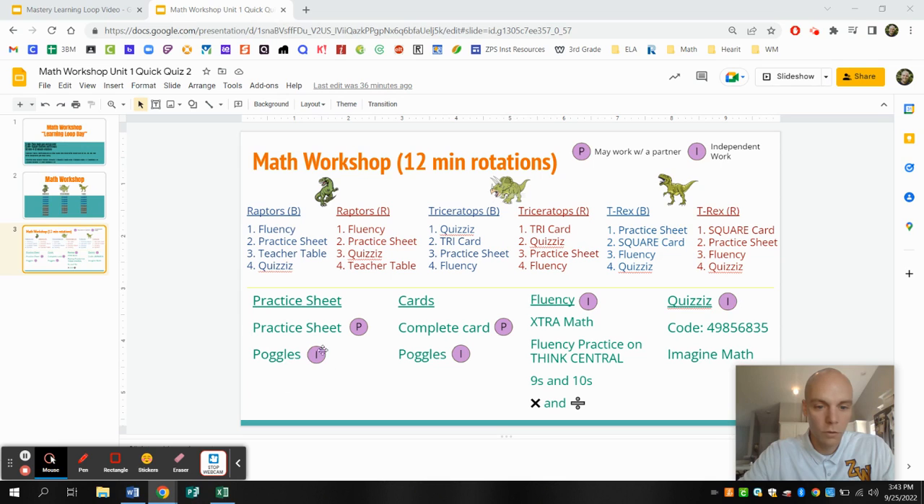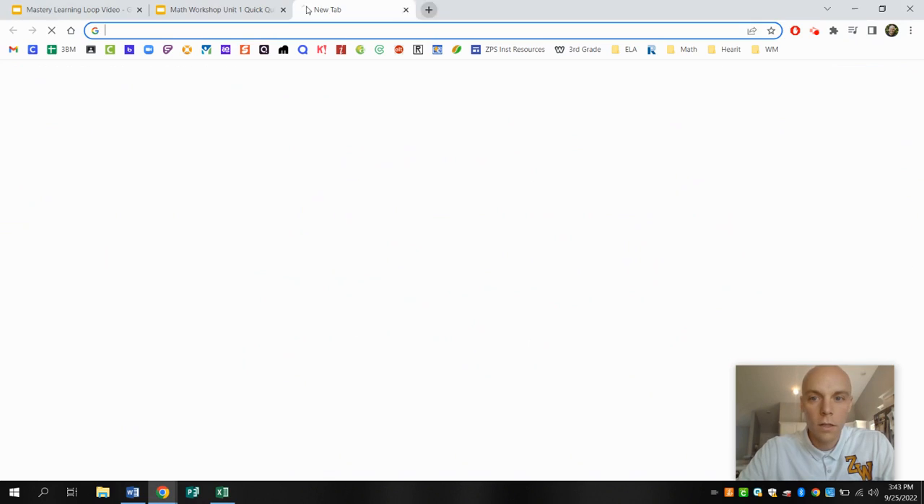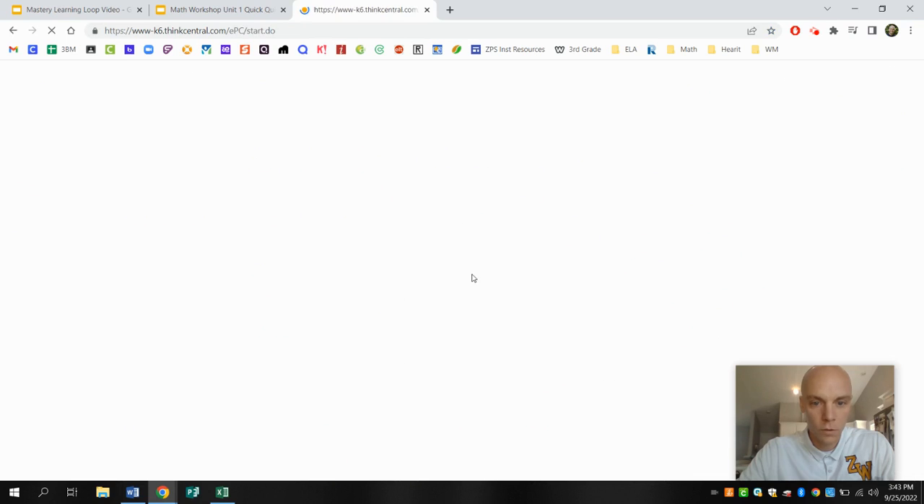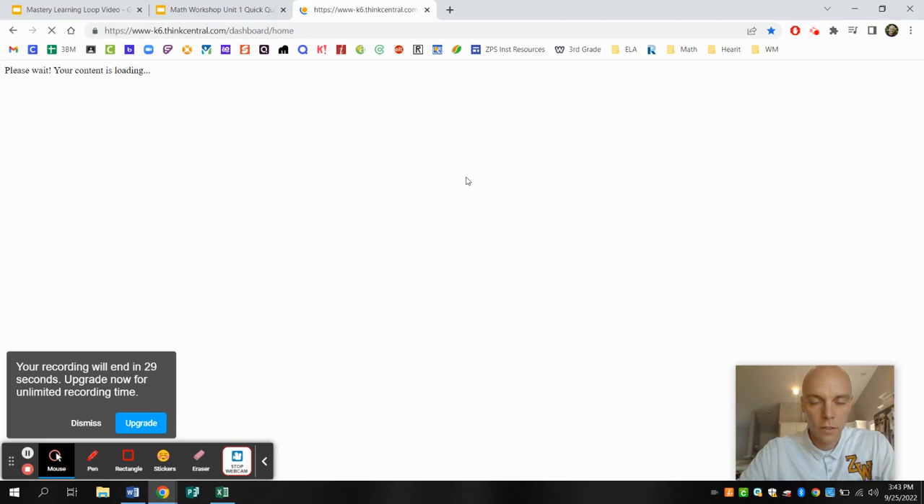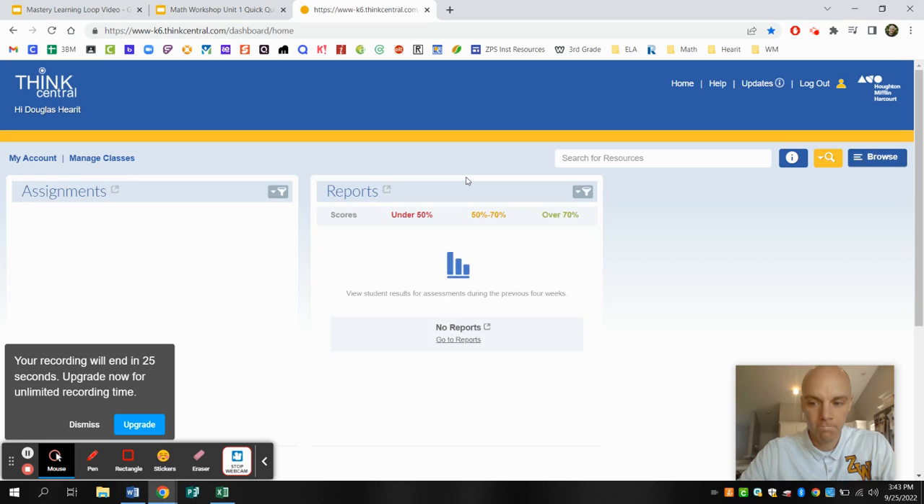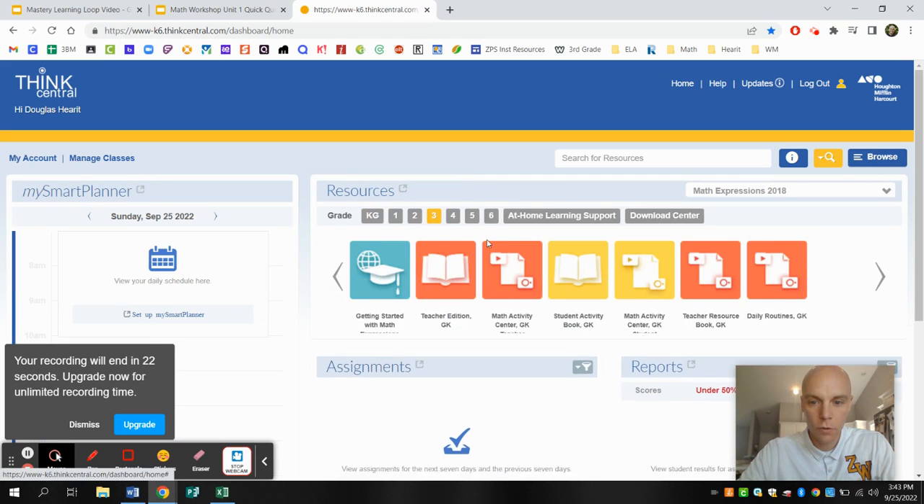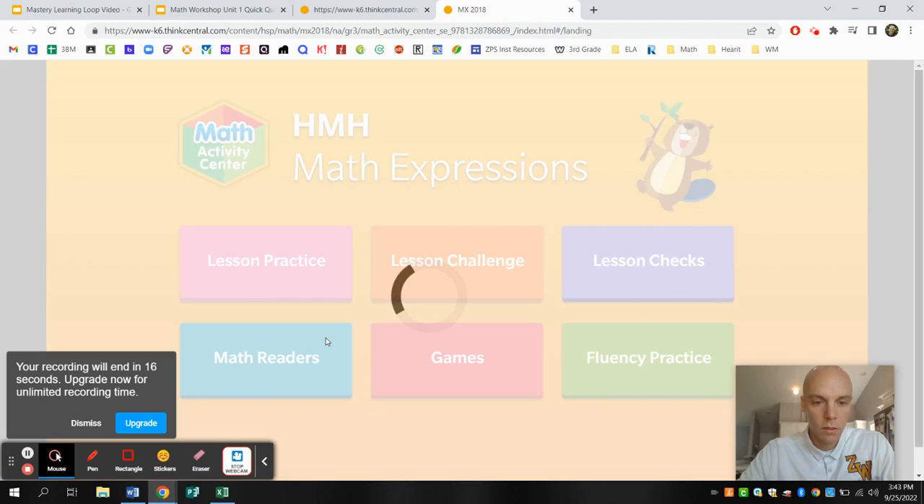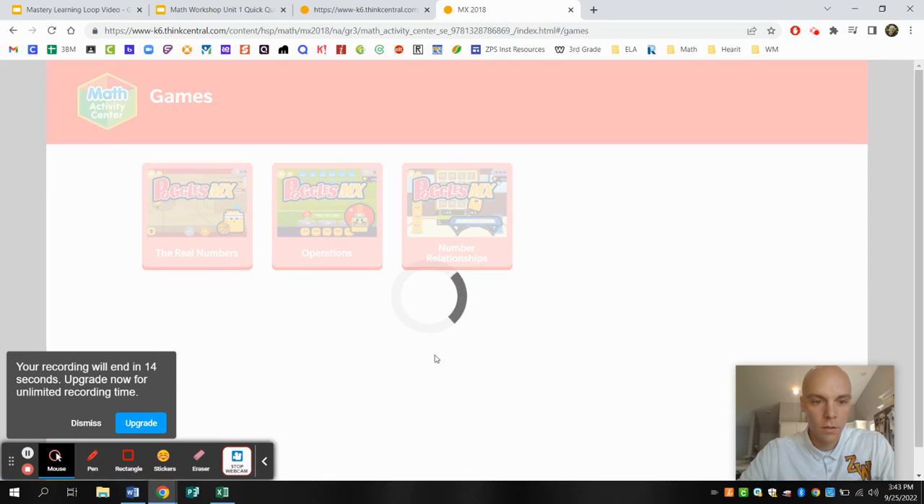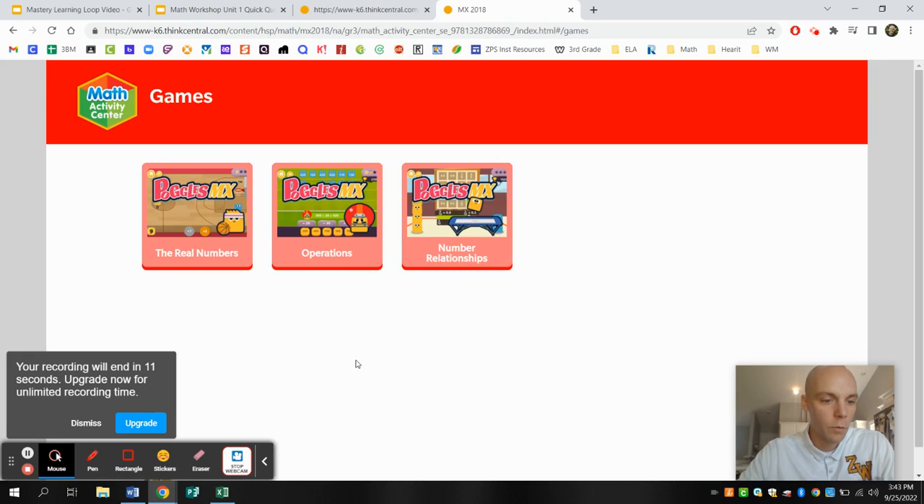And then we also use Poggles on Think Central. There are a lot of different resources that you can use. Poggles is the game section when they go onto their Math Activity Center student version. So they're games related. There are 3 different sections of games that they can do. I can show you that real quick here too. To log into your Think Central, it looks like this for students. Math Activity Center student. And games here. So they pick on these Poggles games, so they can move up throughout the levels of those.